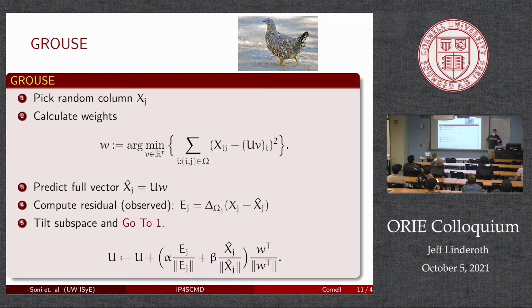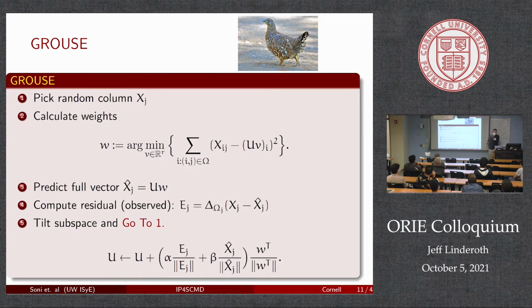Pretend you have some reasonable approximation of the subspace, which is the U in your X equals UV factorization. Then just pick a random column of the matrix for which you know just some of the elements. In the coordinates that you know, that column is either right on the subspace or kind of off the subspace. You can calculate how to come as close as possible to writing the coordinates that you know as a linear combination of the basis that you currently have. How would I do that? So I get these weights, W.